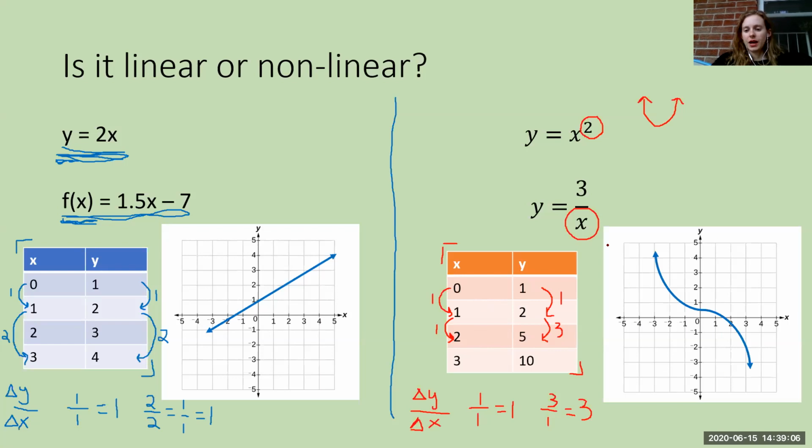Okay, and then finally looking at this graph here, how do we know that this is nonlinear? Well, it's not a straight line. It's curved, so it's nonlinear. All right.